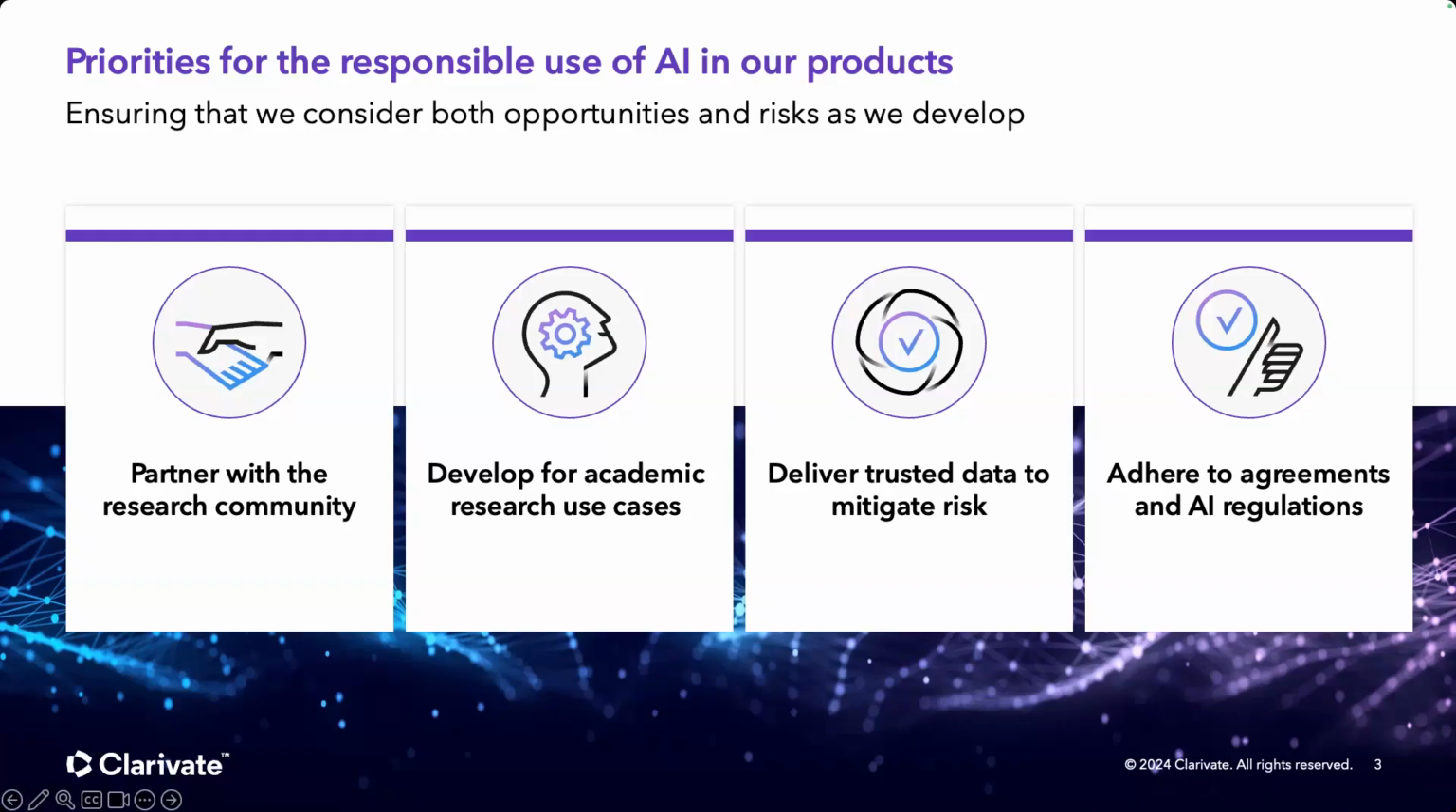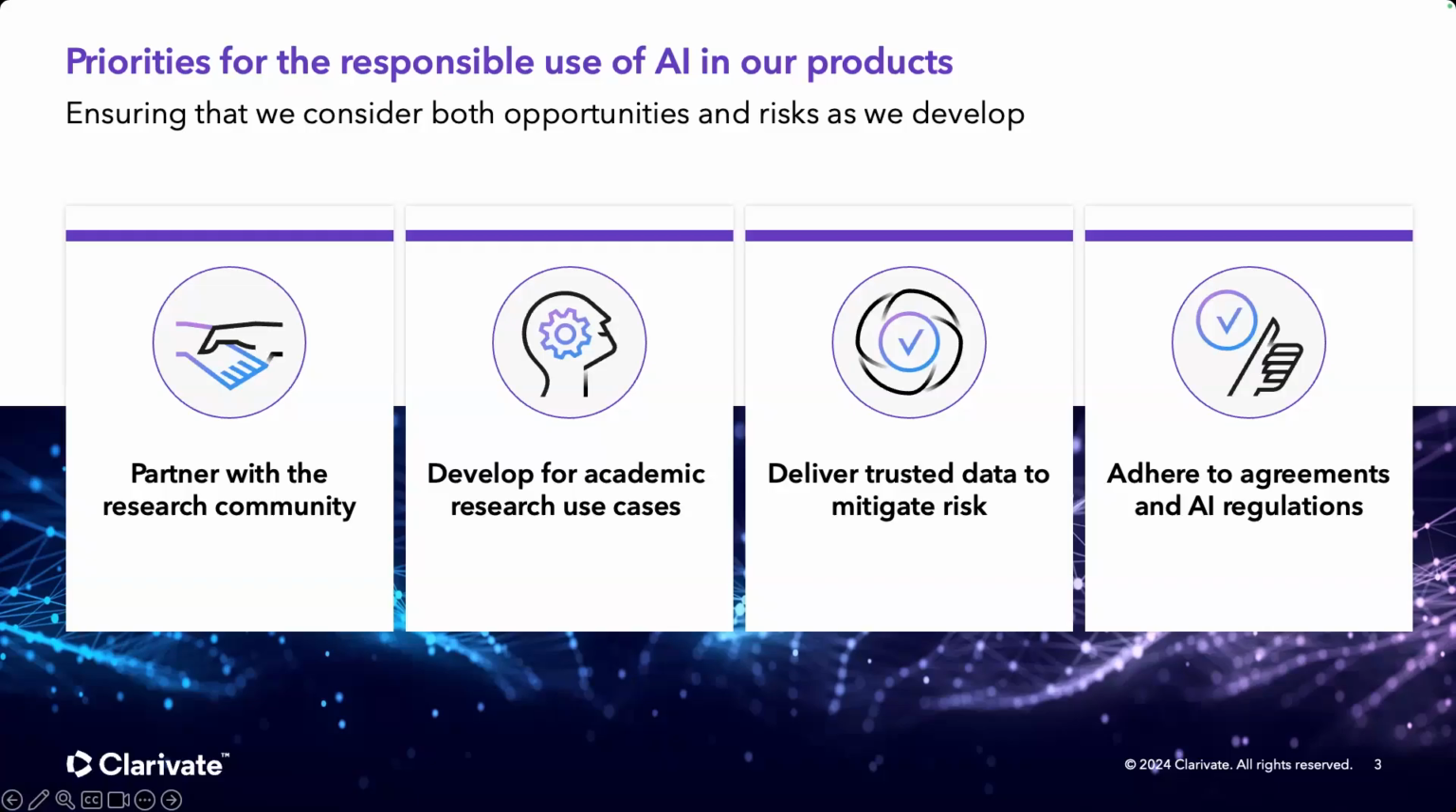The fourth principle here is that we always make sure that we adhere and remain aligned with our broader publishing agreements and also the rapidly changing area around AI regulations. So, for example, we work very closely with our publishing partners who we index content from to make sure that we're adhering to the publishing agreements that we have in place with them, and that they're comfortable with the way in which we're using their data for the purposes of features within products such as the Web of Science Research Assistant.